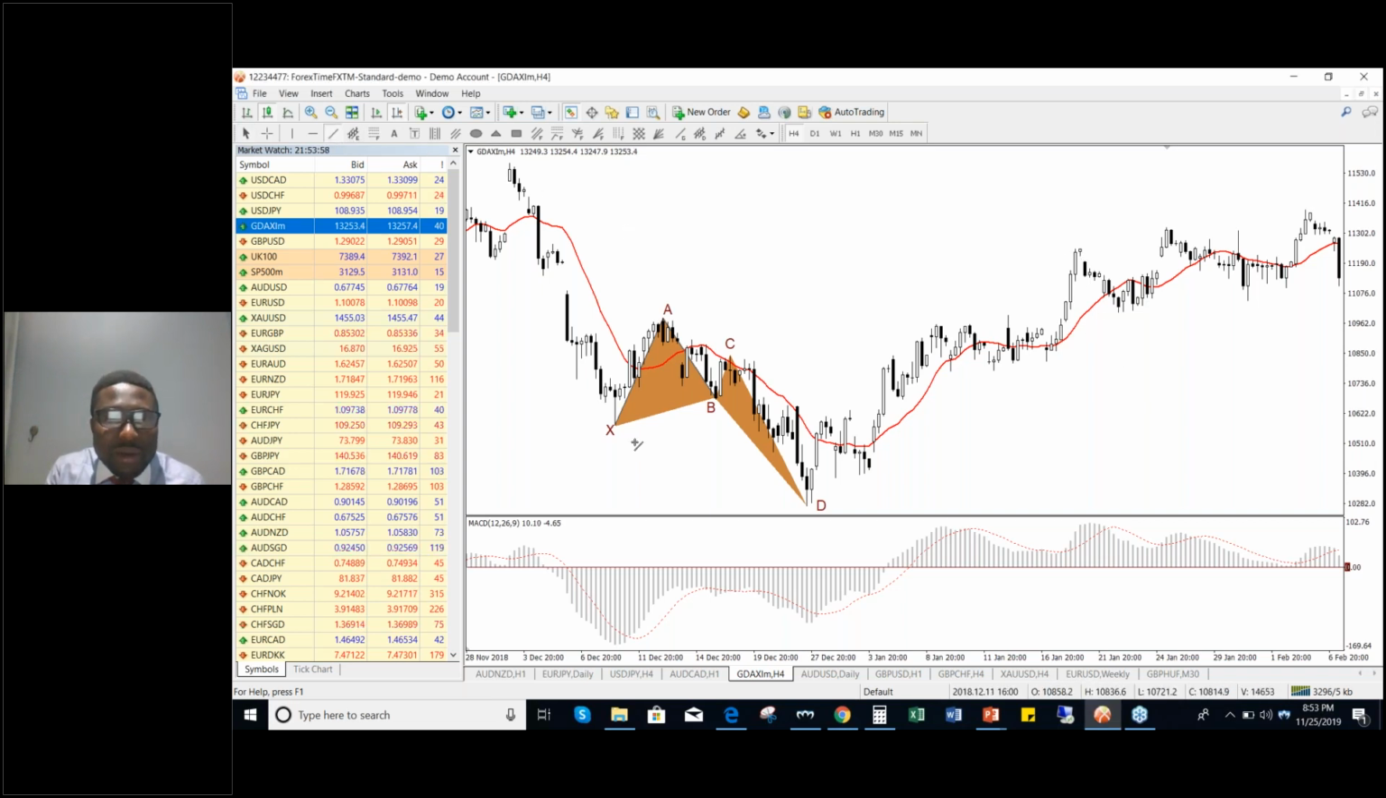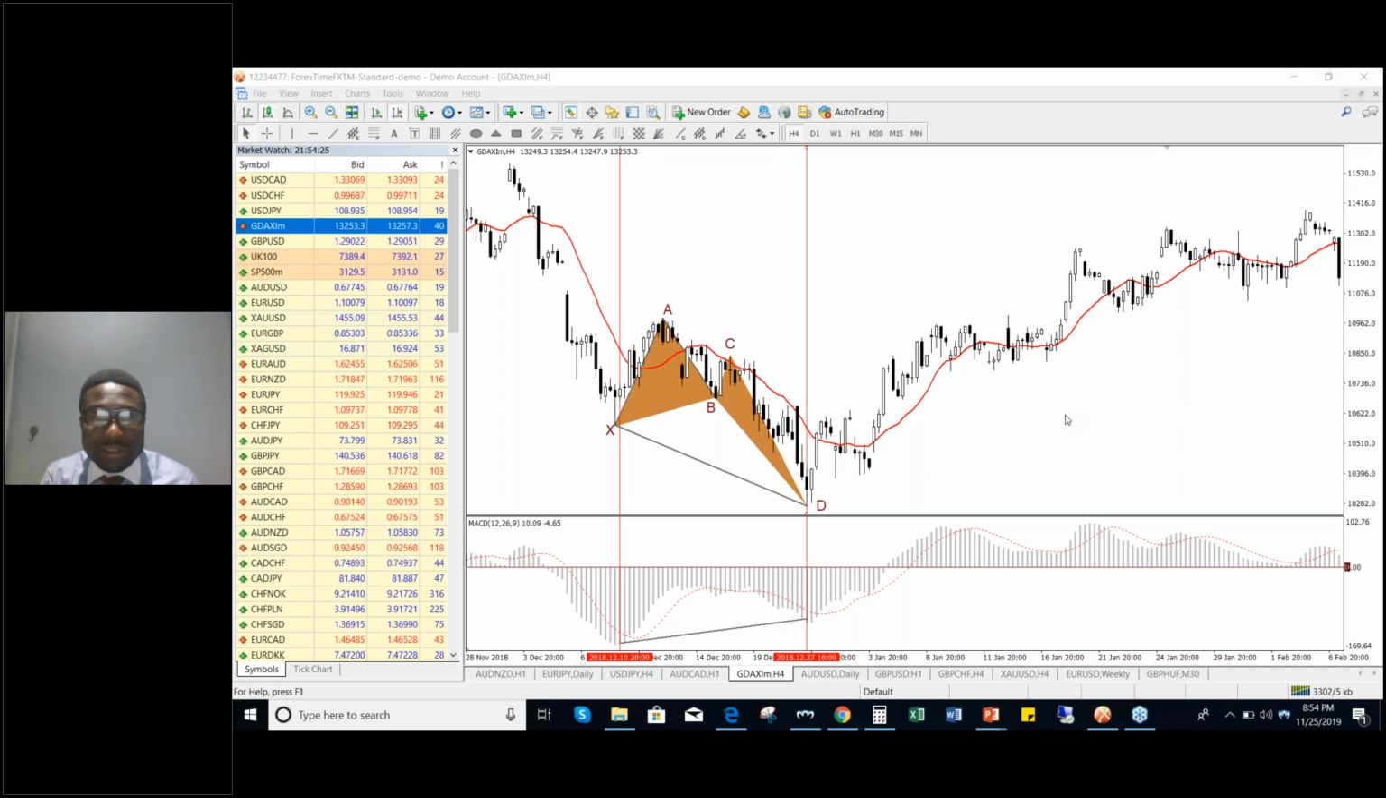Now let's look at our point X to point A, point D. Can you see it? If we compare it to the indicator, which is our MACD, you'll see that the MACD is going upward while price was coming downward. Is there a divergence here, guys? Can you see the divergence?